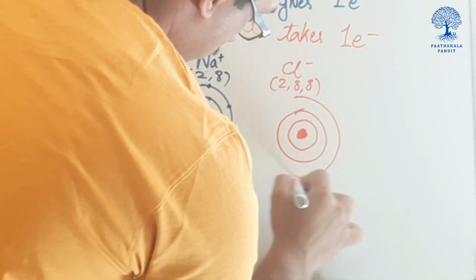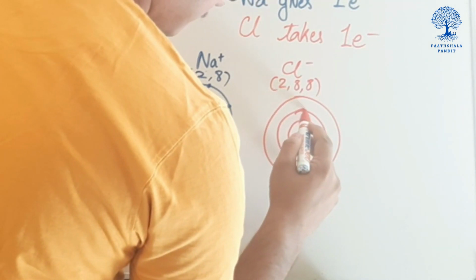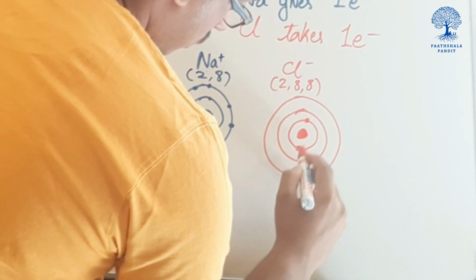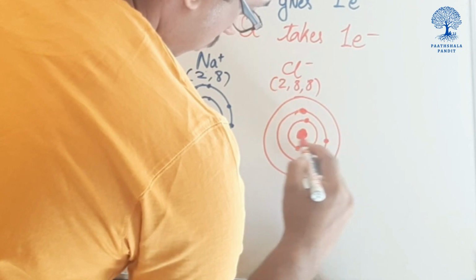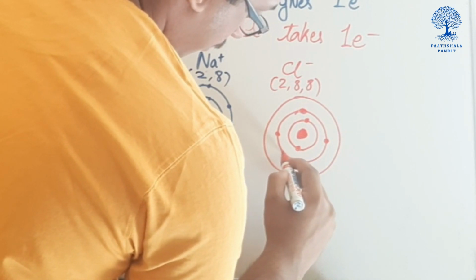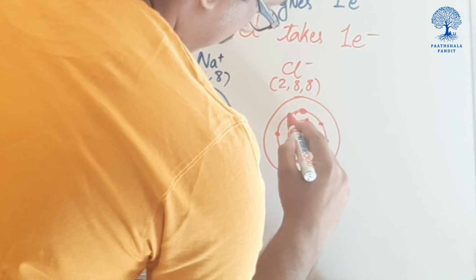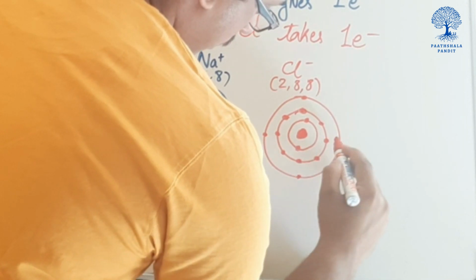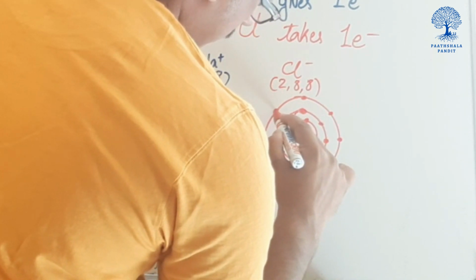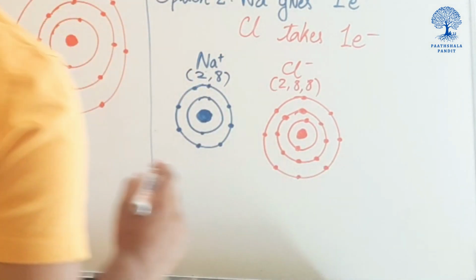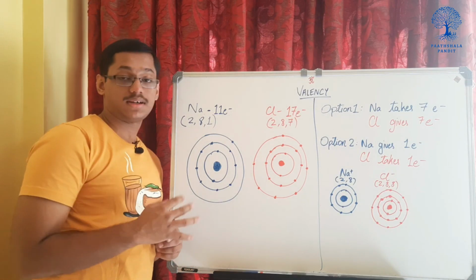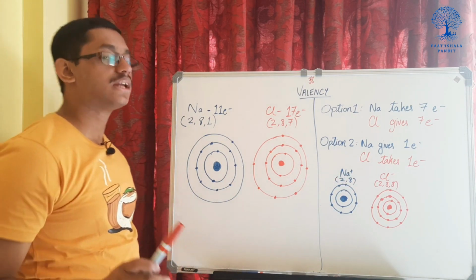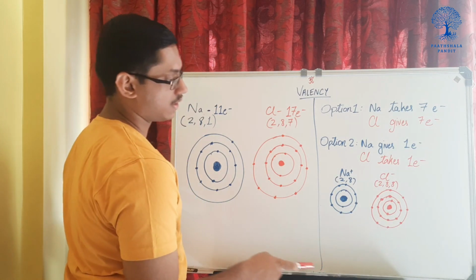1, 2, 3. 1, 2. 1, 2, 3, 4, 5, 6, 7, 8. Second orbit done. Now the third orbit. 1, 2, 3, 4, 5, 6, 7, 8. Like this, the octet is complete. The condition to fulfill is that the last orbit should be complete with 8. It should be complete. It is complete.